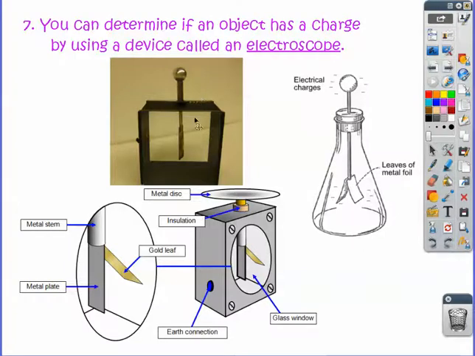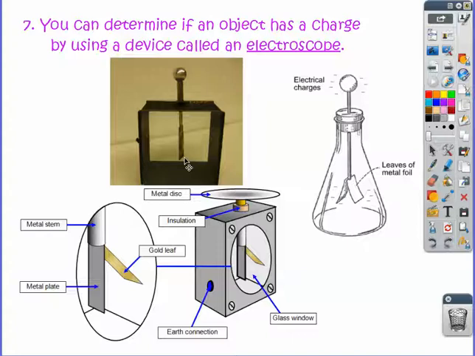This is an example up here where you would take the object that you suspect might have an electrical charge and touch it to this metal ball at the top, and the electrical charge transfers down this metal rod and causes, there's two little pieces of foil in here, either two pieces of aluminum foil like the one that we have in class, or it can be a metal plate and a piece of foil.